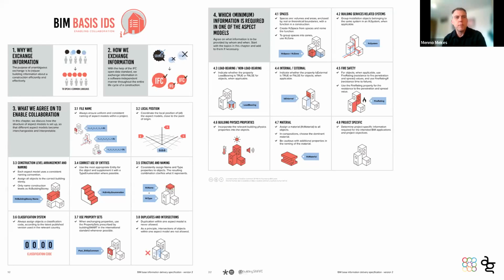What you see is the BIM-based IDS. It's an infographic, we have 4 chapters. 1 and 2 are simple. Why do we exchange information, and how do we do that? Well, how is through IFC. I don't need to tell you anything about that, of course. And then we have the 2 big chapters. Chapter 3, what we agree upon for every aspect model, and chapter 4 is what we need to have in the aggregated model.